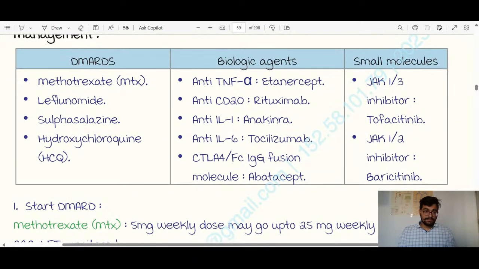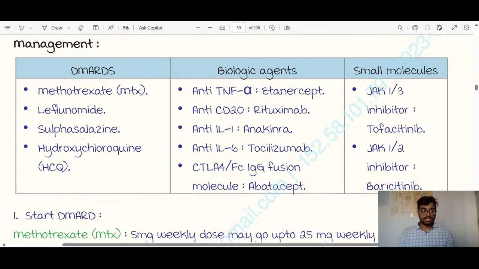Now, guys, I will describe the management of rheumatoid disease. It is very important for a clinician to treat any disease. There are DMARDs, biological agents, and small molecules. Three types of management are available for the treatment of rheumatoid disease. The drug of choice is methotrexate. DMARDs are disease modifying antirheumatic drugs.